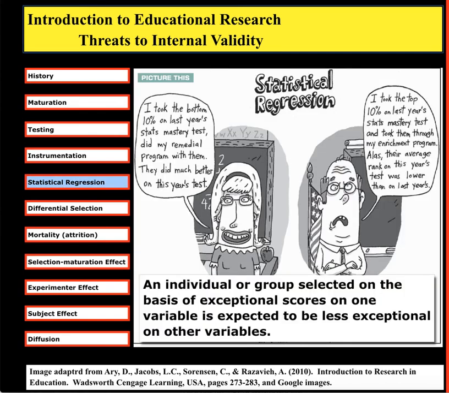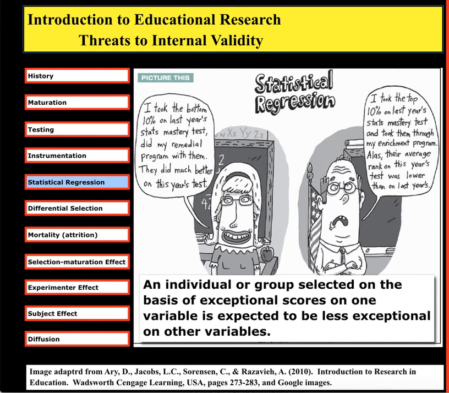The next threat we'll deal with is statistical regression. What this means is if students score extremely high or extremely low on a particular given assessment or test, if they were given that assessment or test again, the tendency would be that those students who scored extremely high would sort of regress toward the mean, and those scores that were extremely low would sort of move up towards the mean. So extreme scores tend to move back towards the mean.